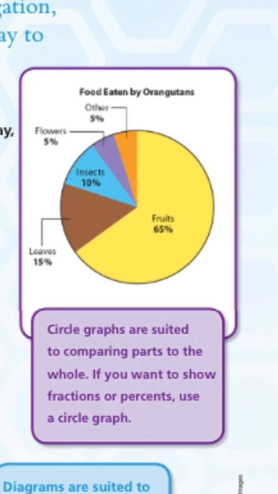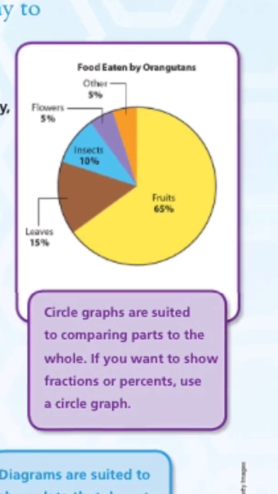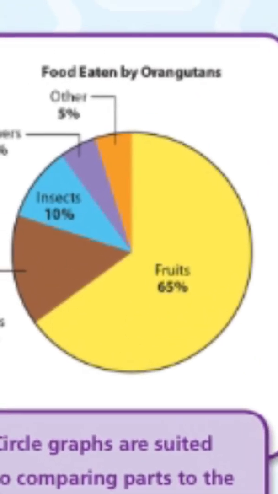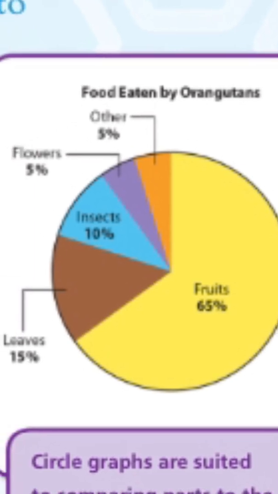Now the second one is called circle graphs. Circle graphs are suited to comparing parts to the whole. So if you want to show fractions or percents, use a circle graph. For example, here we have food eaten by organisms: fruits 65%, leaves 15% and 16%, and so on.